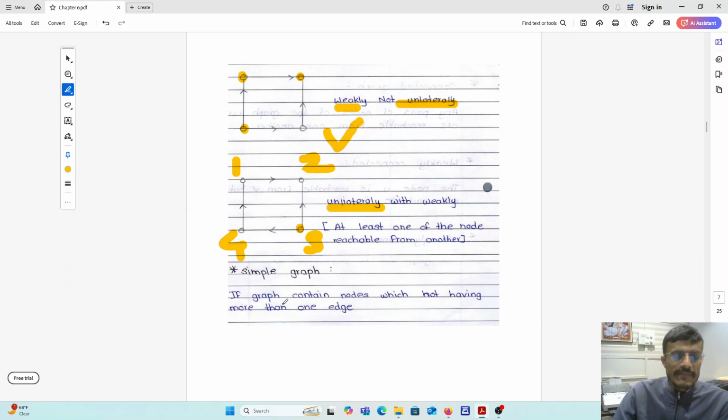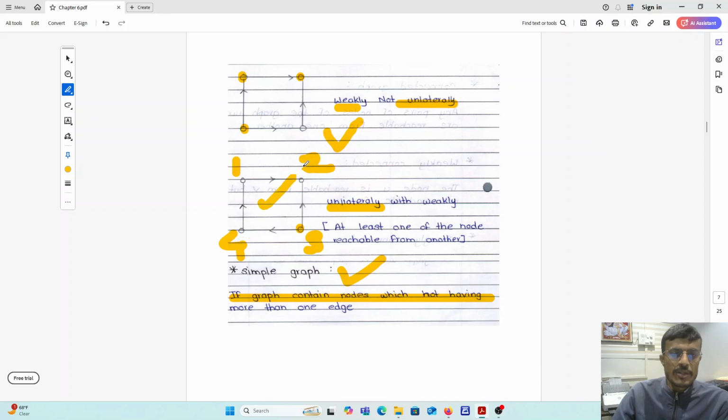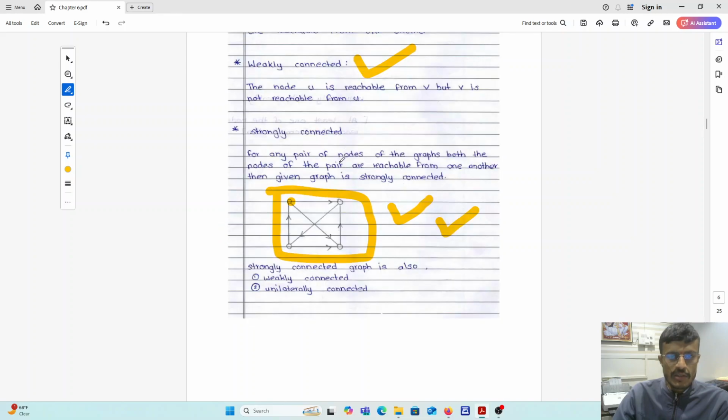What is meant by a simple graph? A graph containing nodes which do not have more than one edge between them is called a simple graph. So those are examples of simple graphs. This one is simple, this one is simple, this one is simple also. This one is a strongly connected graph.